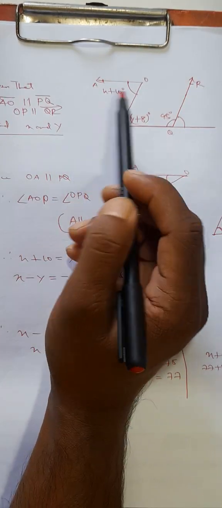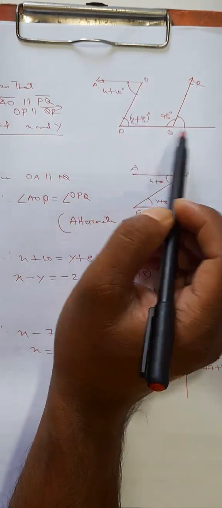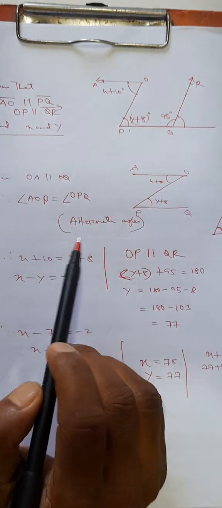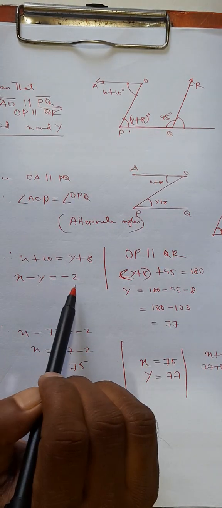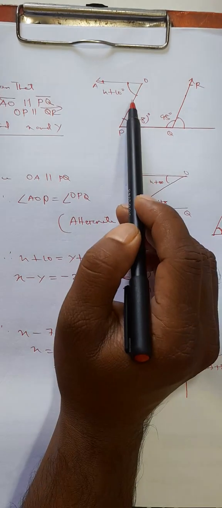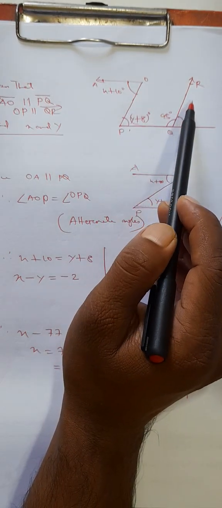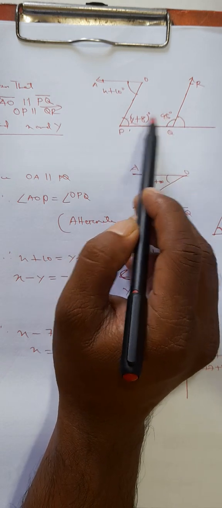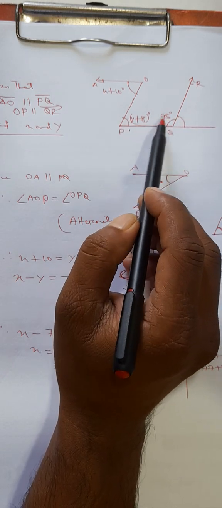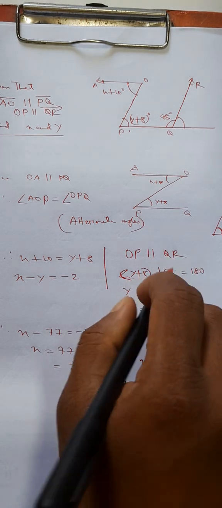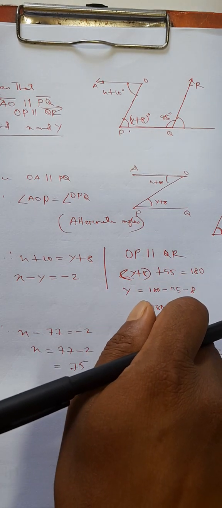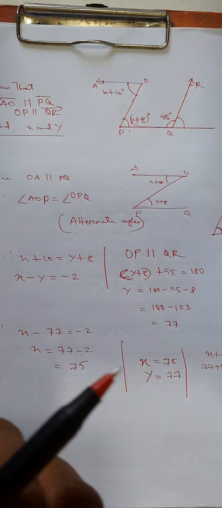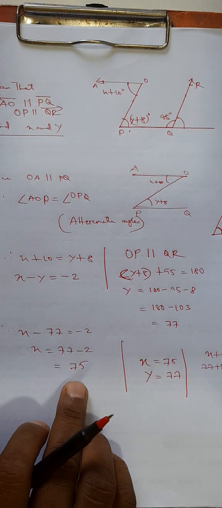So when we are given AO parallel to PQ, we got that alternate angles are equal. So we find a relationship between x and y. Again, this line is parallel to ray QR. So the sum of the interior angles on the same side of the transversal are supplementary. So we got another relation. From here we can find y equal to 77 degree. So we derive that x equal to 75.